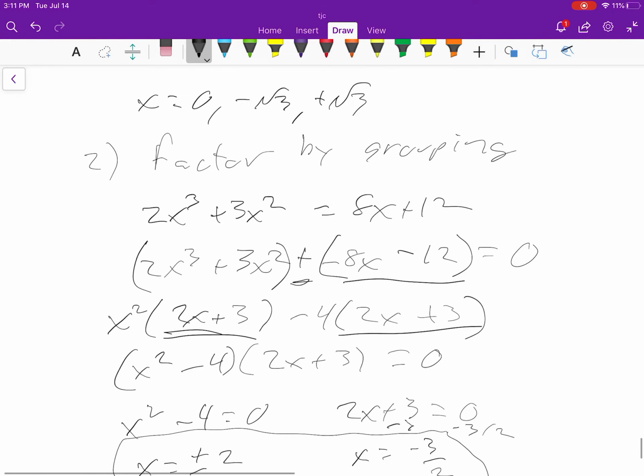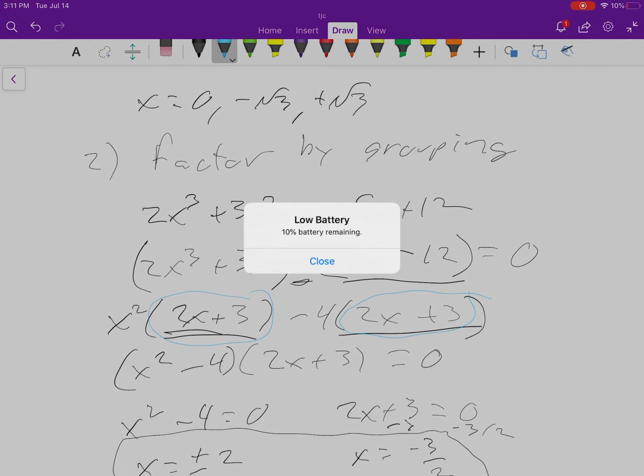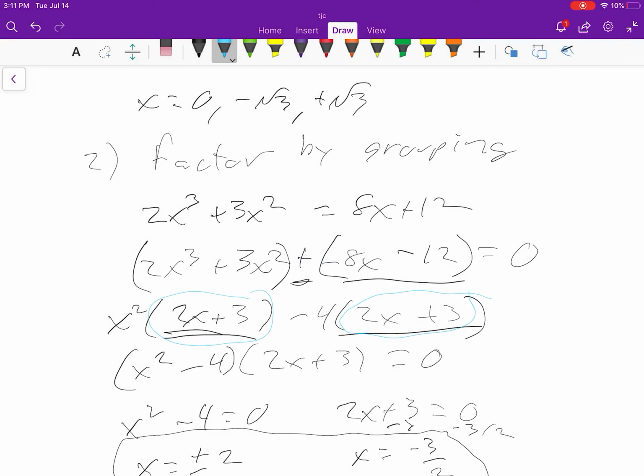So how you tell these is usually you're going to have 4 terms. And you just have to group them in descending order on one side, put your parentheses in, and when you factor out as much GCF as you can, you'll end up with these two being the same. If they're not, either you've done it wrong or it can't be factored this way. Okay? So these are just special cases.